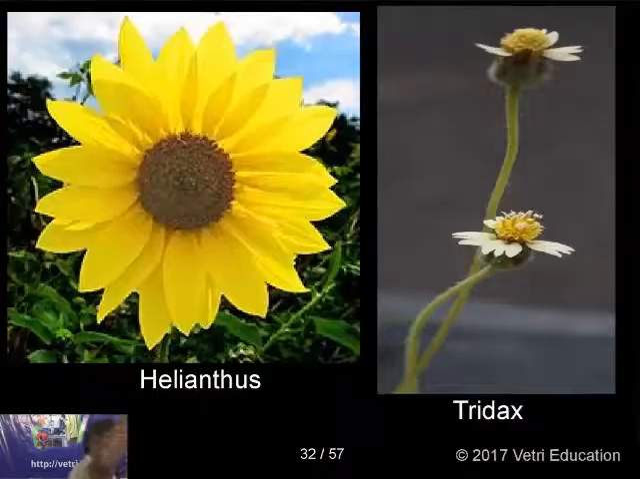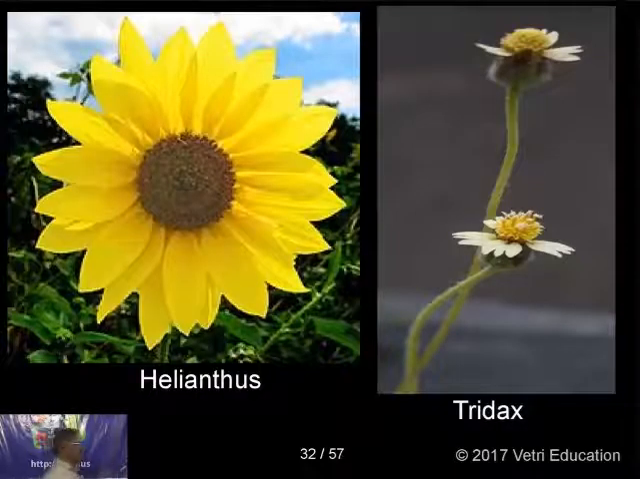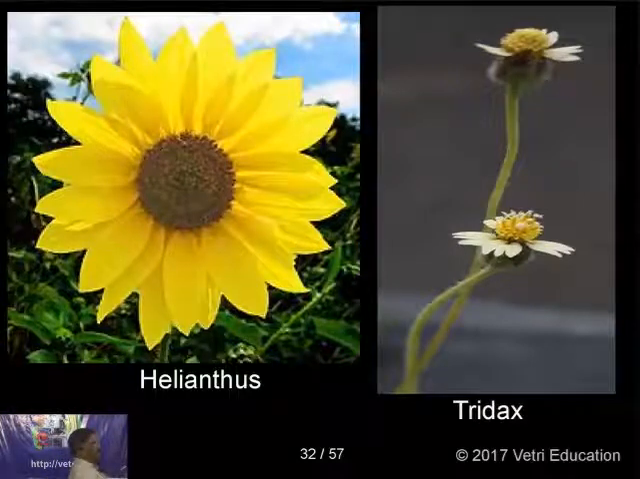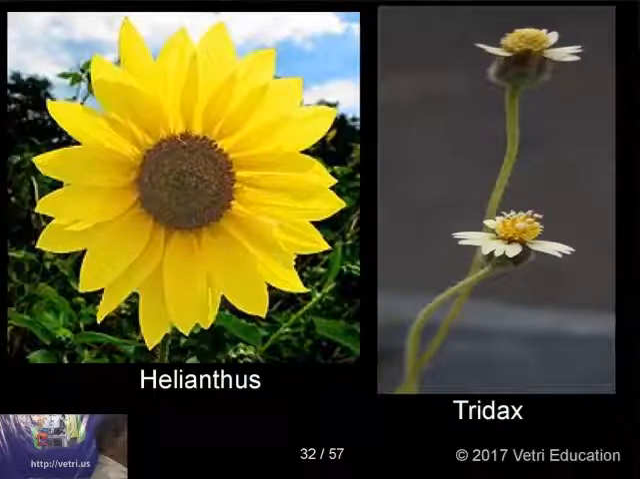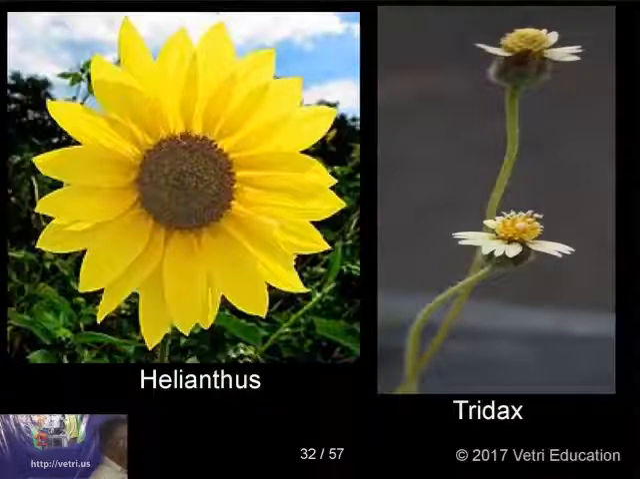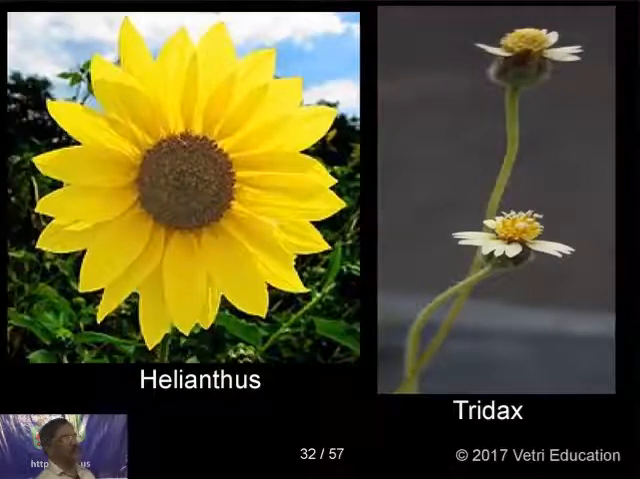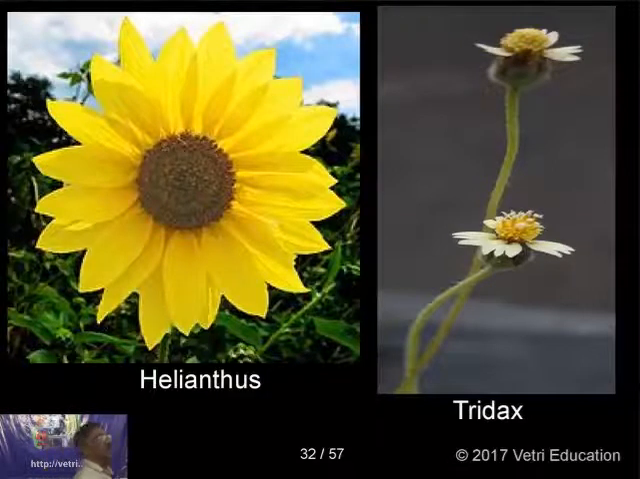Now you see the photographs of the helianthus flower, where you can find outer ray florets and central disc florets. Here also, in tridax procumbens, you can find the middle tubular florets and these white colored ray florets. Both are in the same inflorescence, which is called the heterogamous head inflorescence.